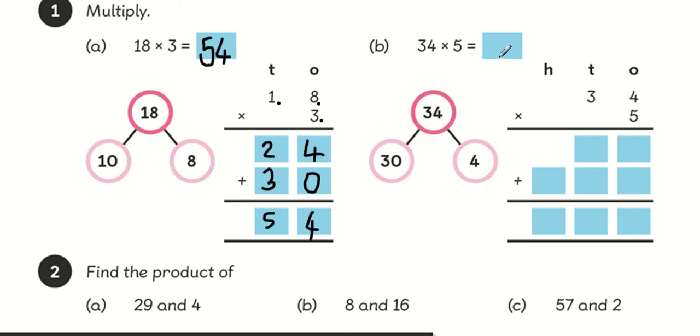Next question then. Same method. I've split my 34 into 30 and 4. So I'm going to do 5 times 4, which is my ones. 5 times 4, I know that that is 20. And then I'm going to do 5 times 30. If I'm not sure, I'm going to quickly in my head do 5 times 3. 5, 10, 15. That's 15. And I times that by 10 to get 150.